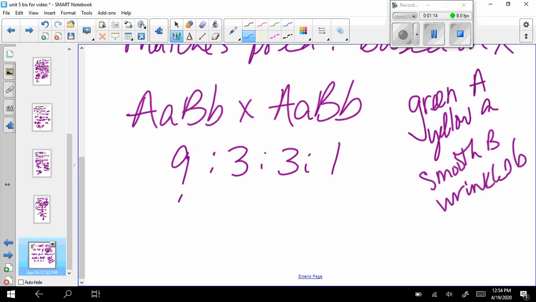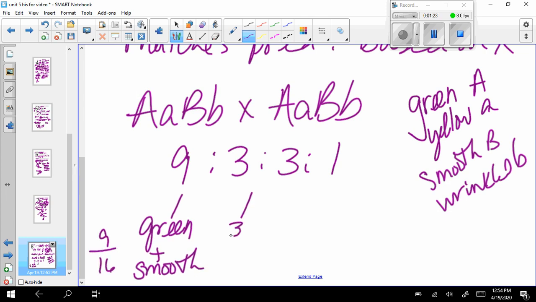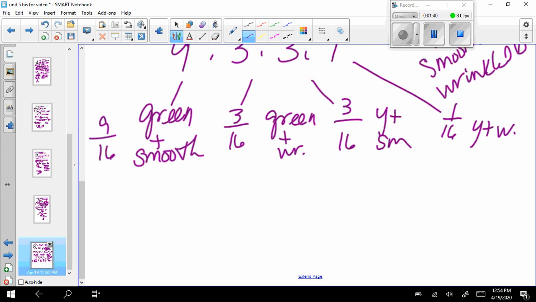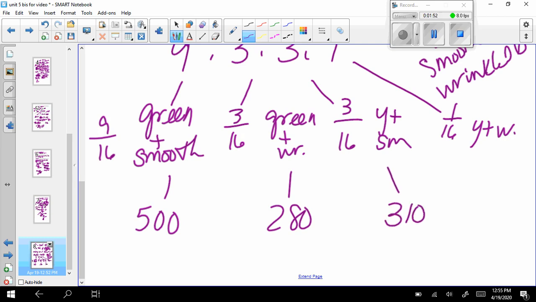And where smooth seeds is also a dominant trait, and wrinkled is recessive. So I would expect 9 out of 16 to be green and smooth, 3 out of 16 to be green and wrinkled, 3 out of 16 to be yellow and smooth, and only 1/16 to have the 2 recessive traits, yellow and wrinkled. So I would look at my data. Let's say I had 500 of these and 280 of those and 310 of those and 100 of these.